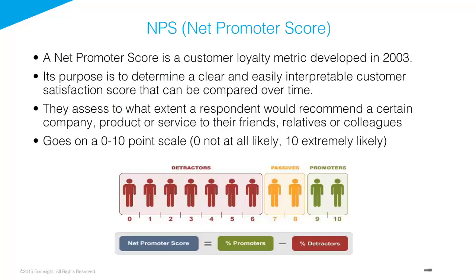One of the most common surveys you may create is an NPS, or Net Promoter Score, survey. This is a customer loyalty metric developed around 2003 with the purpose of determining a clear and easily interpretable customer satisfaction score, which could be compared over time. NPS surveys are a simple way to assess to what extent a respondent would recommend a certain company, product, or service. It's simple to calculate and operates on a simple 0 to 10 point scale.